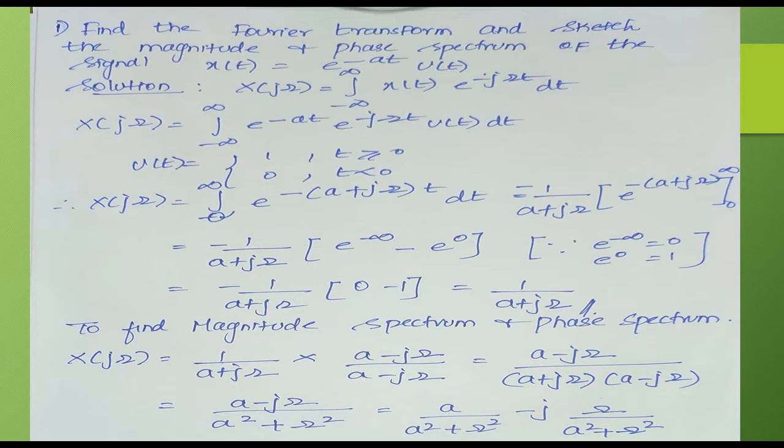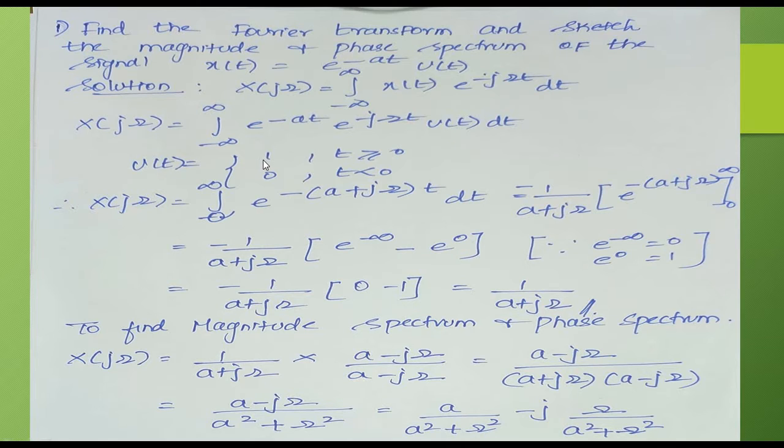In the previous video, I told you orally how it has to be done. Here I'm going to explain manually how this has to be done. By the definition of the Fourier transform, X of j omega equals the integral from minus infinity to plus infinity of x of t e power minus j omega t dt. Our x of t here is e power minus at, so substitute that: the integral of e power minus at, e power minus j omega t, u of t. So what is u of t?